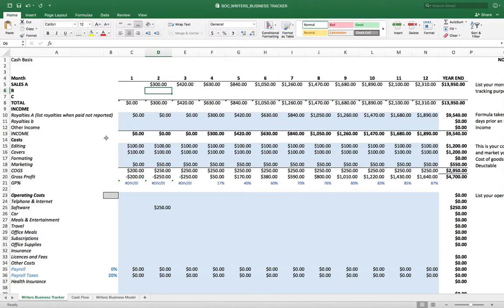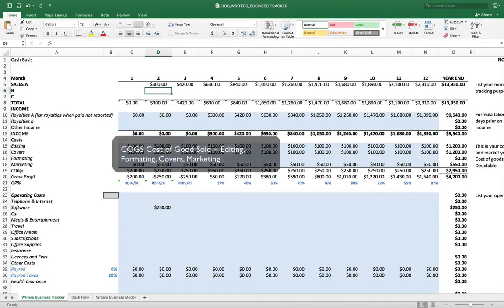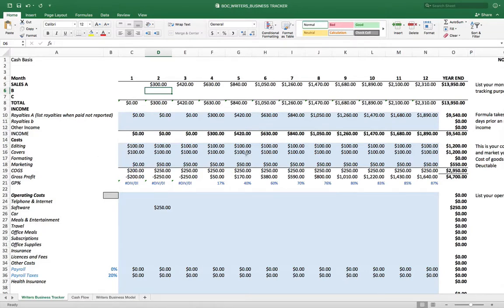So let's talk about the next section, which is costs. As authors, we should think of our cost of goods sold, or COGS, as your editing cost, your covers, your formatting, and your marketing. Now, in this particular sheet, different than the one in session 2, I've taken out the formatting cost of $100 per month. And down in the operating cost area, I've added in $250 to purchase the Vellum software. Before I talk about operating costs, let's focus a little more on your cost of goods sold.